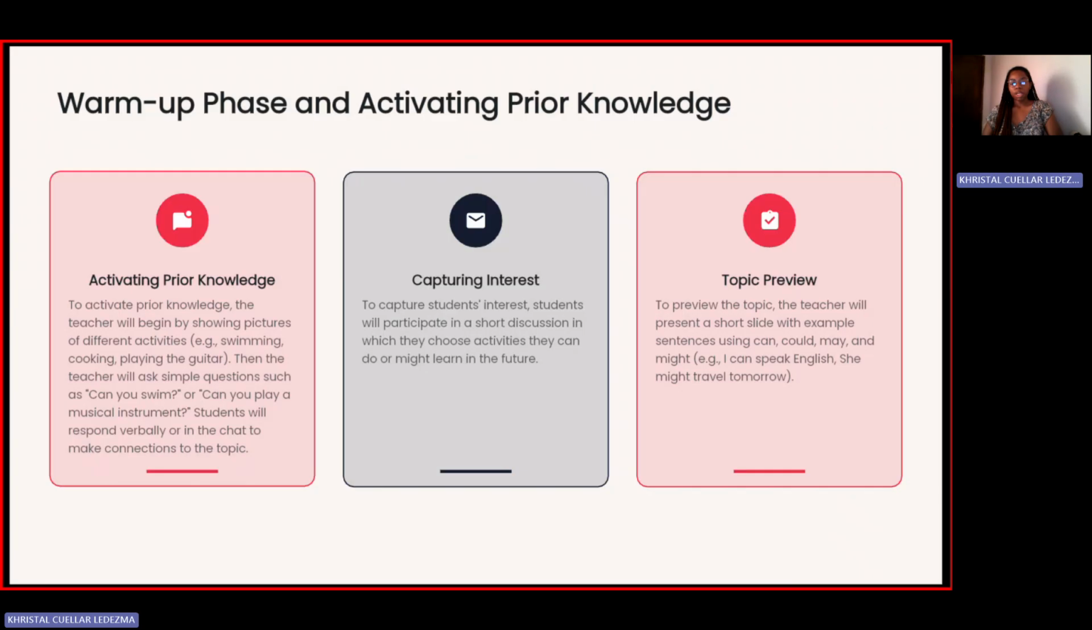Capturing interest. To capture the students' interest, the students will participate in a short discussion in which they choose activities they can do or might learn in the future. Topic preview. To preview the topic, the teacher will present a short slide with example sentences using can, could, may, and might. For example, I can speak English. She might travel tomorrow.